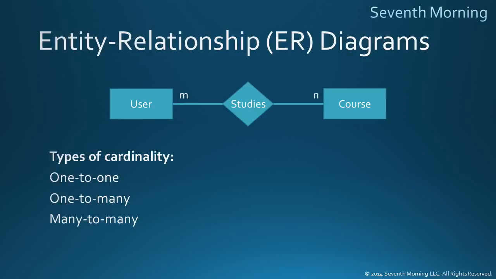All right. Since there are many users of Udemy, and Udemy has many courses available, and since users can study as many courses as they like, this relationship is considered many-to-many. Let's illustrate this by adding another relationship between these two entities, like this.